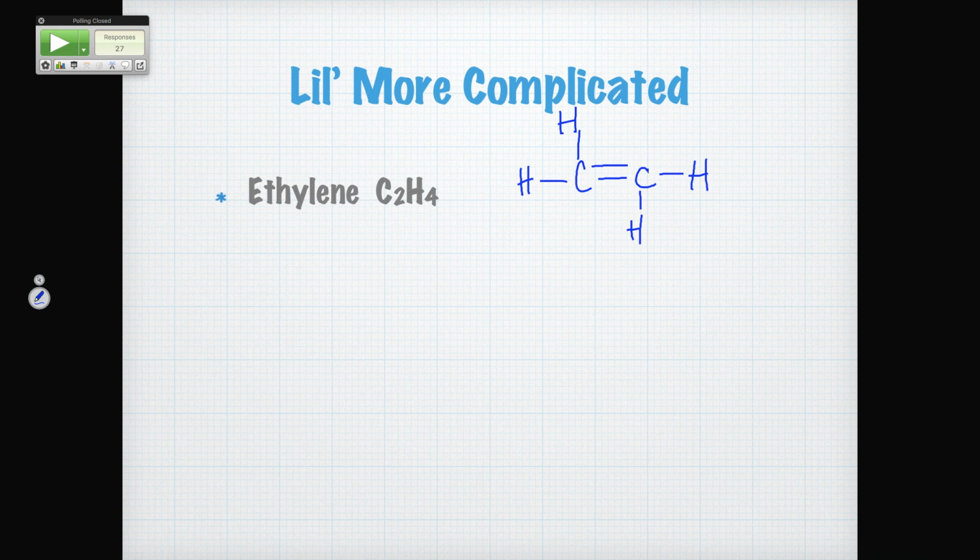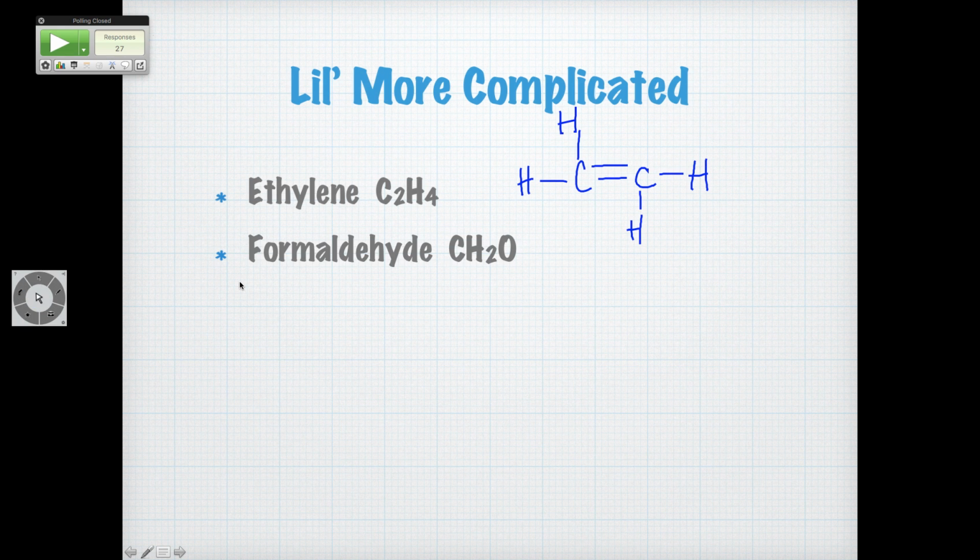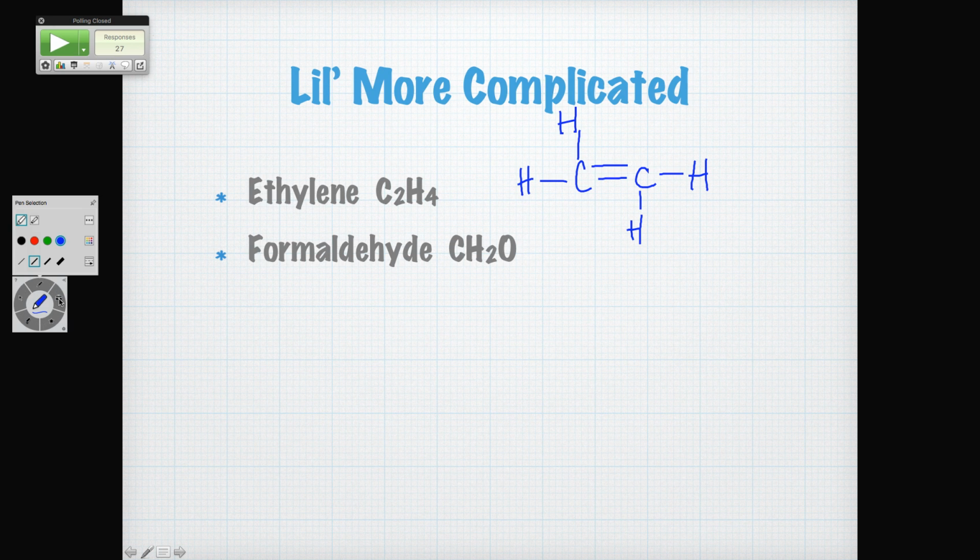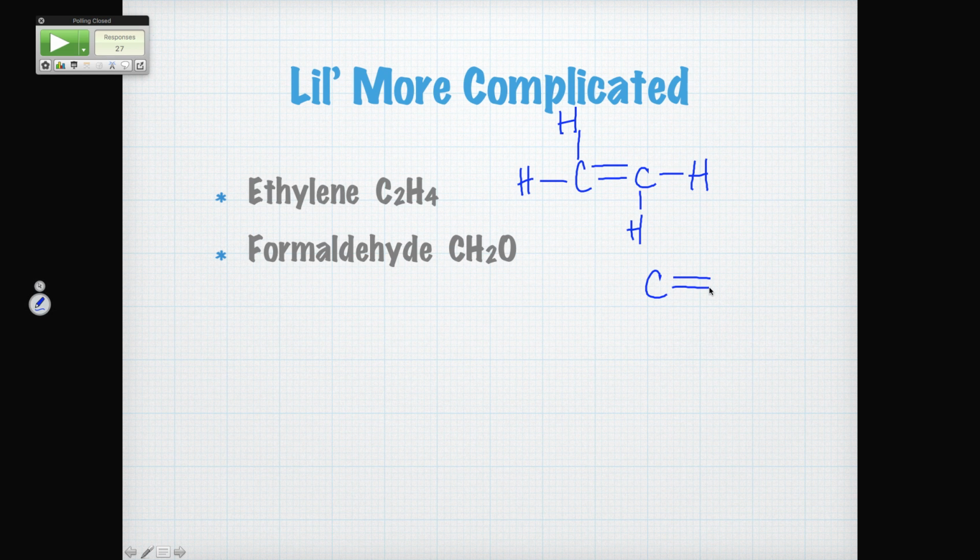All right. So the next one is formaldehyde. How do you want to do that one? Do y'all have a guess? Carbon double bonded to the oxygen. Yeah, because carbon will make more than 1 bond. It'll make 4. But oxygen will only make 2 bonds.